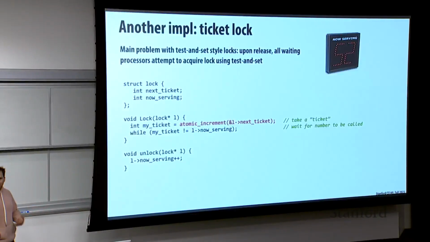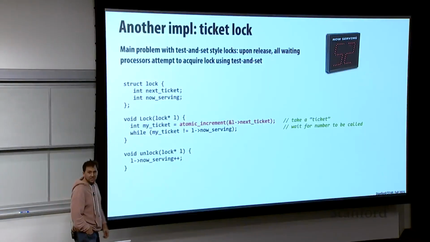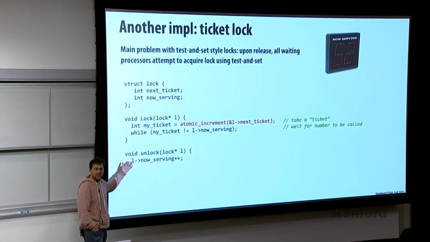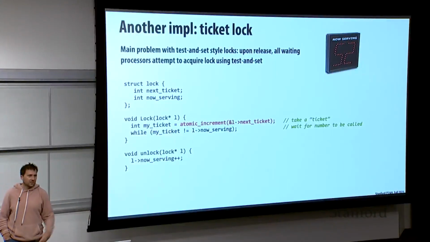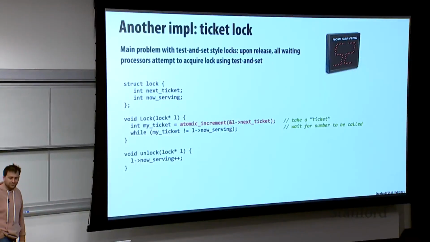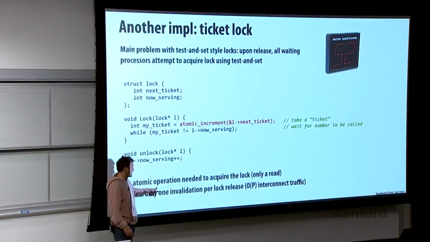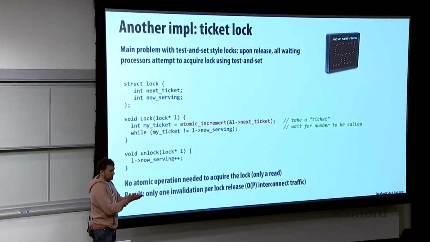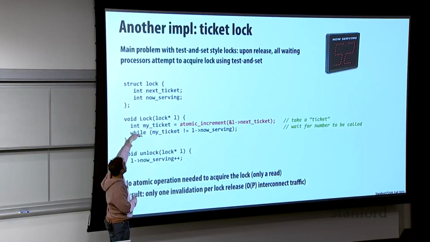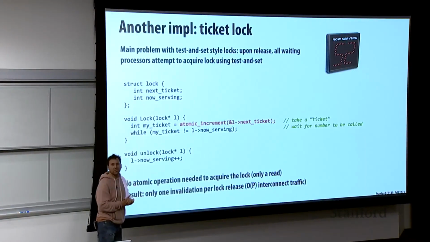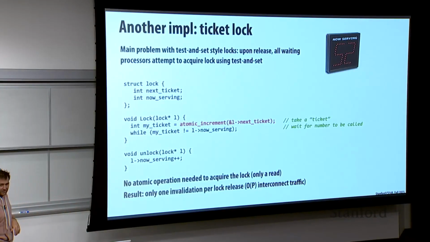So it's just another example of ways you can reduce contention. And in this one, this is fair, because you get in line, and the first person in line is served in FIFO order. Okay? So it's pretty cool. I don't need an atomic operation to acquire the lock. I need an atomic operation to start waiting, but I don't need one at the point where I get the lock. There's only one write per lock release.